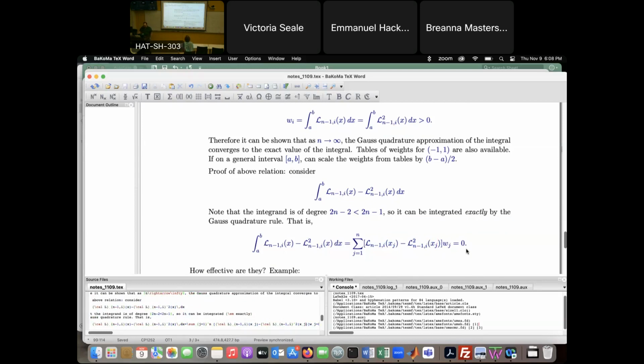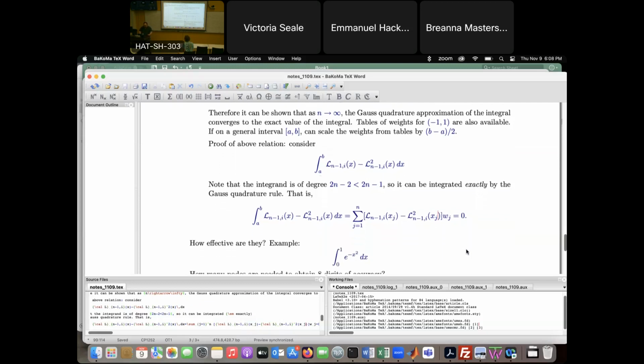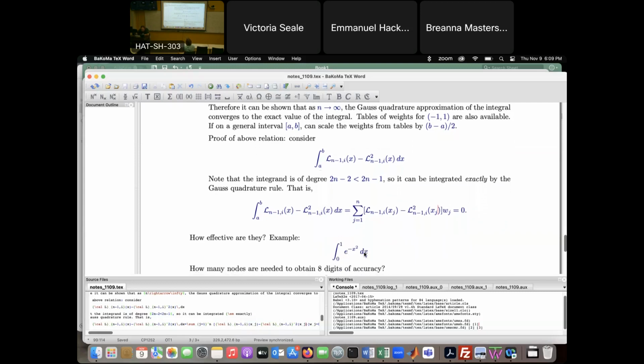So that's an example of how effective Gauss Quadrature rules are compared to other ones that we've seen. We have the integral of a Gaussian function from 0 to 1, something that must be evaluated numerically. Let's suppose I want to use certain rules with enough nodes to get 8 digits of accuracy.